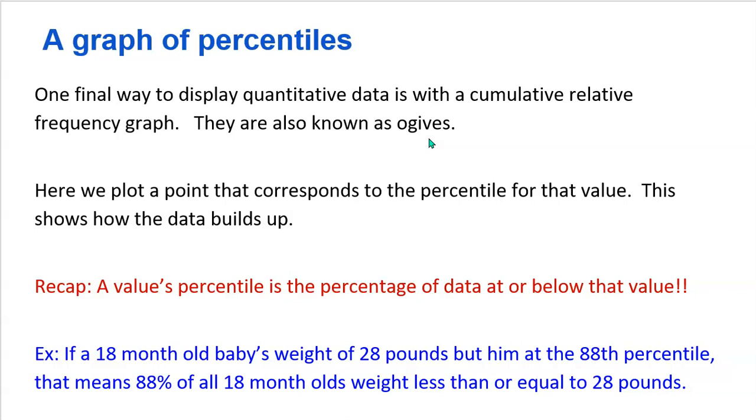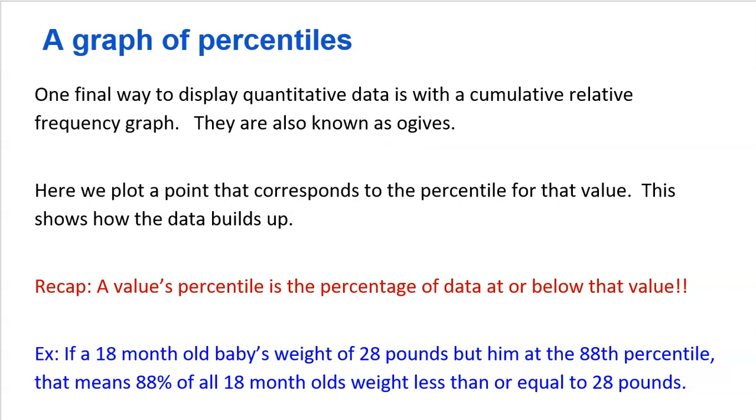So, for example, if an 18-month-old baby's weight of 28 pounds puts him at the 88th percentile, that means 88% of all 18-month-olds weigh less than or equal to 28 pounds. So every value in a data set has its very own percentile. It's simply the percentage of data that is at or below that value.